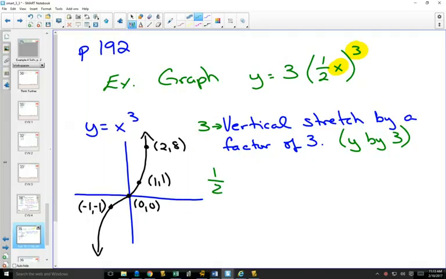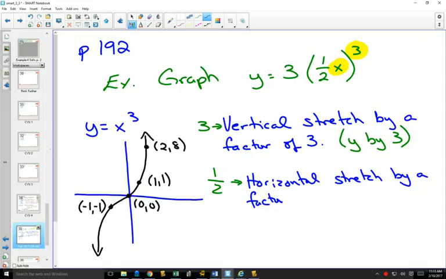What does the 1/2 do? Close. Horizontal. So that 1/2, you see how that 1/2 is inside the function. It's getting cubed. So it's going to be horizontal. And it will be a stretch by a factor of 2. So now we're going to multiply our x values by 2.